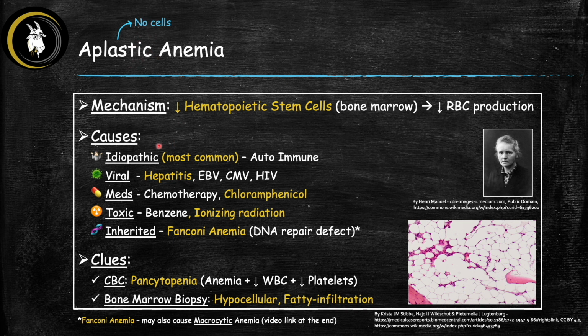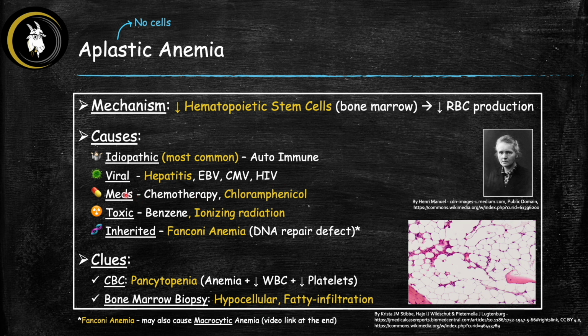Now, there are many different causes for aplastic anemia. I'm going to run through the main high-yield ones that you need to know here. The most common cause is idiopathic. That means we don't know the exact trigger in these cases, but we do know that it's usually mediated by the immune system attacking the hematopoietic stem cells in the bone marrow and causing their destruction. Next is viruses. So some viruses can rarely cause aplastic anemia. Main ones that do this are hepatitis, Epstein-Barr virus, which causes mono, CMV, and HIV.